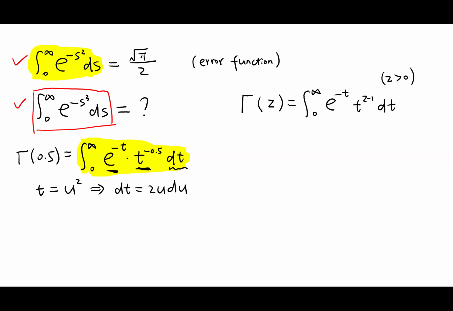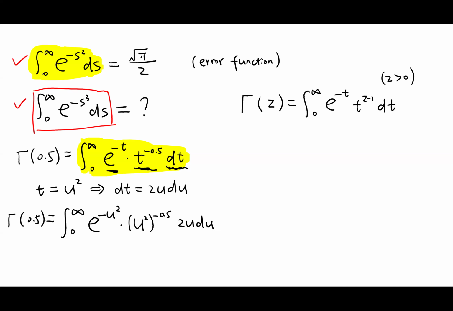So dt is 2u du. So what do we got? We got gamma function of 0.5 equal to, let's see what we got. So e to the power of negative t becomes e to the power of negative u squared, right? And then times t, we are going to substitute with u squared, okay, to the power of negative 0.5. And then dt is 2u du, right?